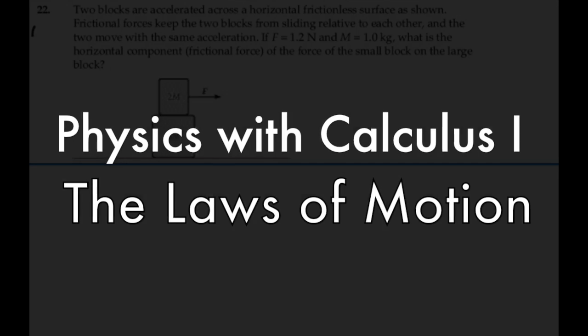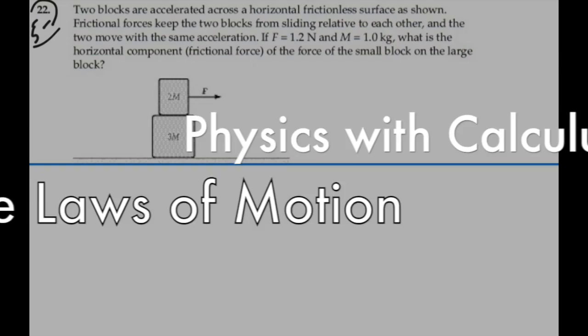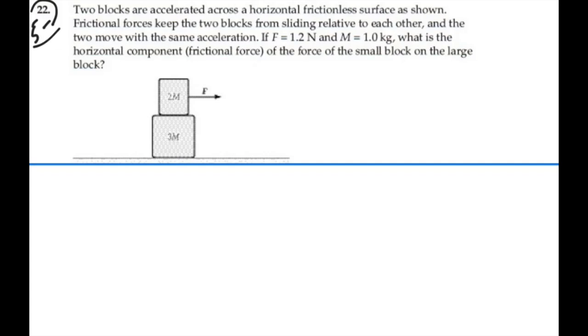Here's 5.22. Two blocks are accelerated across a horizontal frictionless surface as shown. Frictional forces do keep the two blocks from sliding relative to each other, and the two move with the same acceleration. If F is equal to 1.2 newtons and M is equal to 1 kilogram, what is the horizontal component of the frictional force, of the force on the small block on the large block?